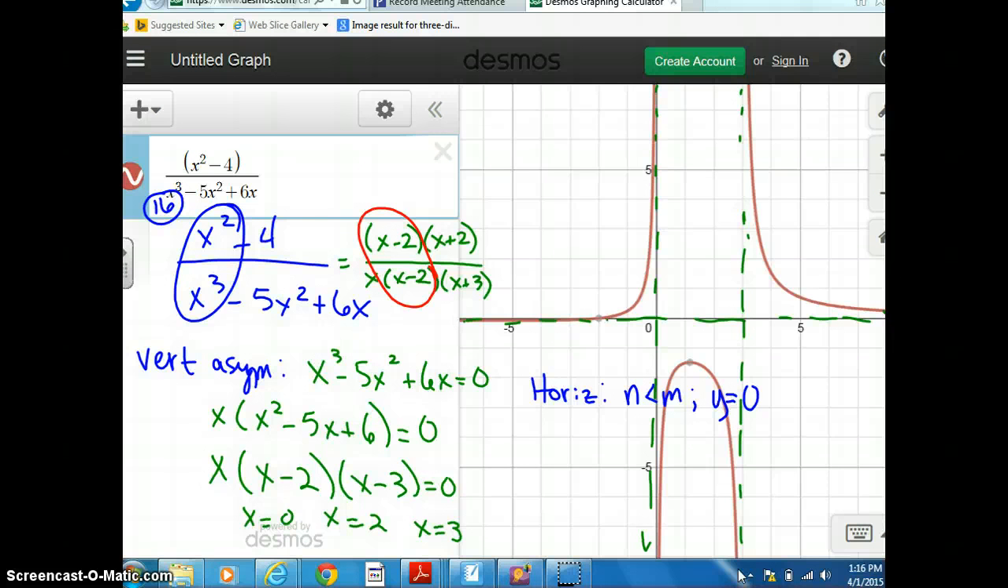There should actually be a hole where x equals 2, which it shows me that it's undefined there. And so even though it's not shown there, there's going to be a hole in the graph. So it wasn't an asymptote at all, it was a hole because those canceled out.